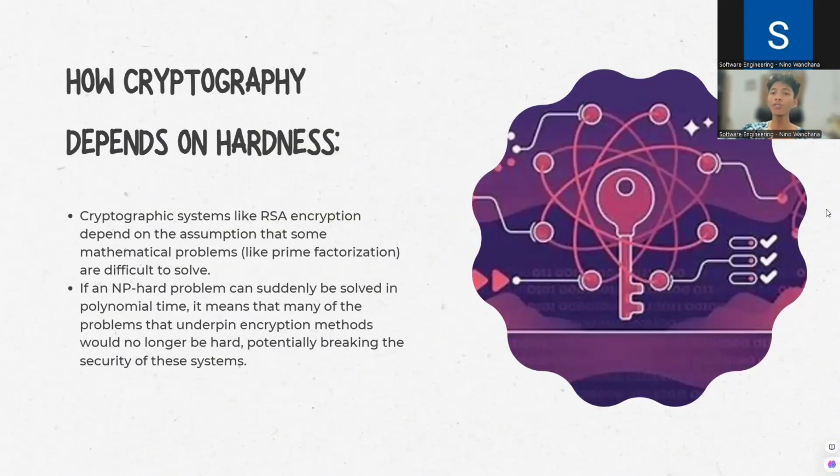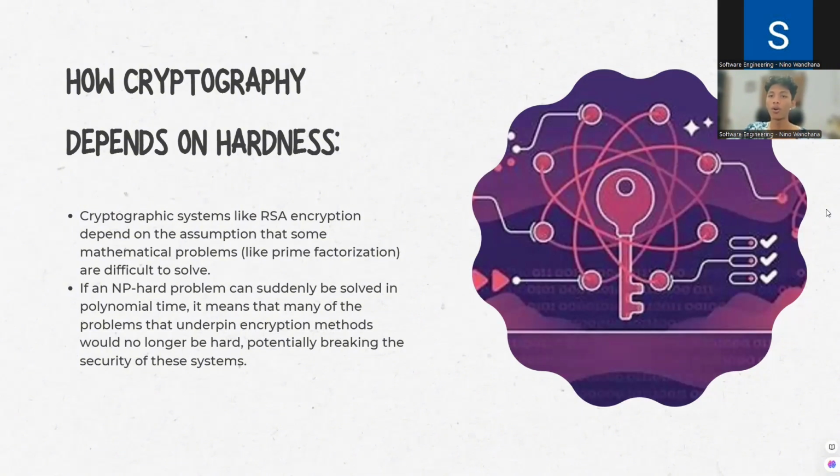Now, how does cryptography rely on hardness, which we are going to take a closer and deeper look into. As I said before, cryptography is built on the premise that certain mathematical problems are extremely difficult to solve, especially as the input size grows. These problems are computationally intractable, meaning they will take an impractical amount of time to solve using current algorithms and computational power.